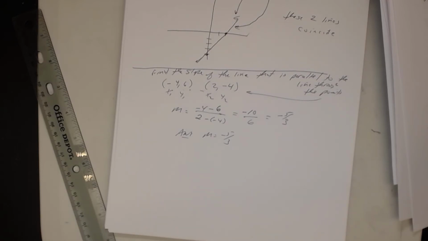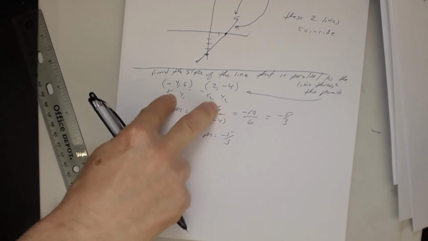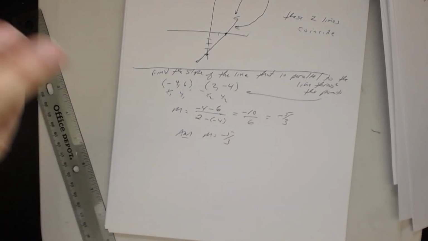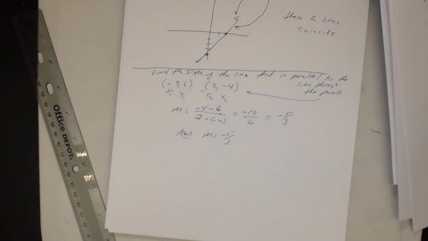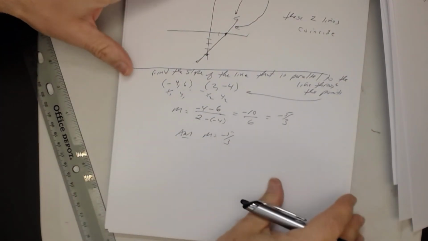So if you want to find the slope of a line that's parallel to another line, and these points are given, find the slope of that line. And then the slopes are then going to be what? The same.